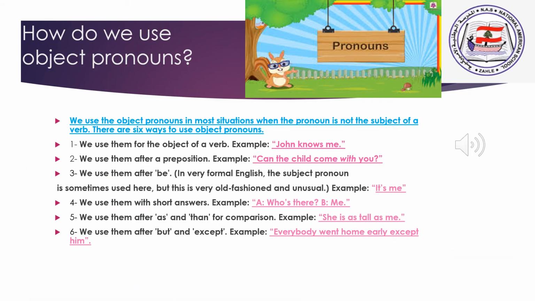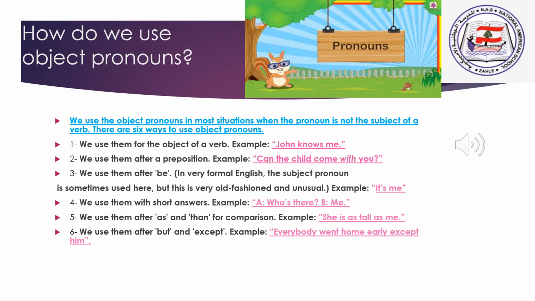Now you all are probably wondering, how do we use object pronouns? We use the object pronouns in most situations when the pronoun is not the subject of a verb. There are 6 ways to use object pronouns. The first way we can use it is for the object of a verb. For example, John knows me. Me is the object pronoun.